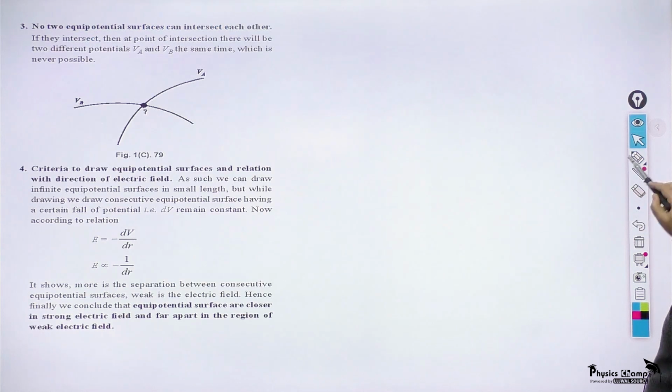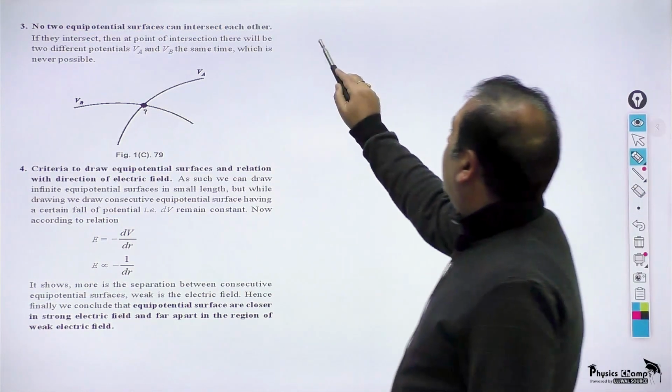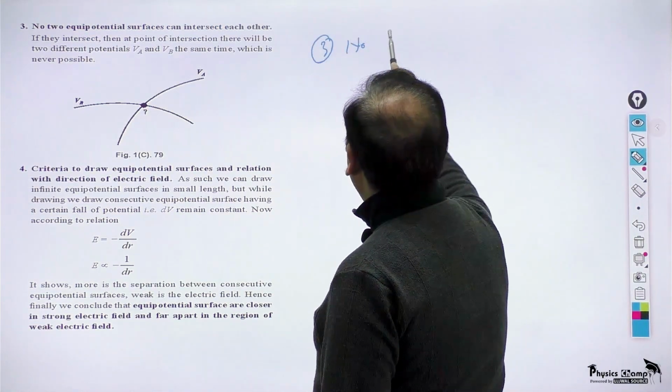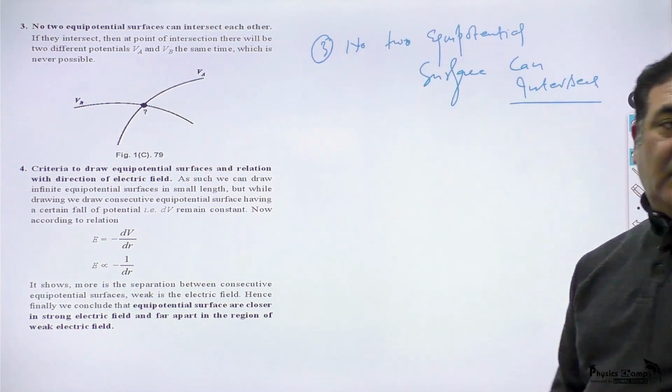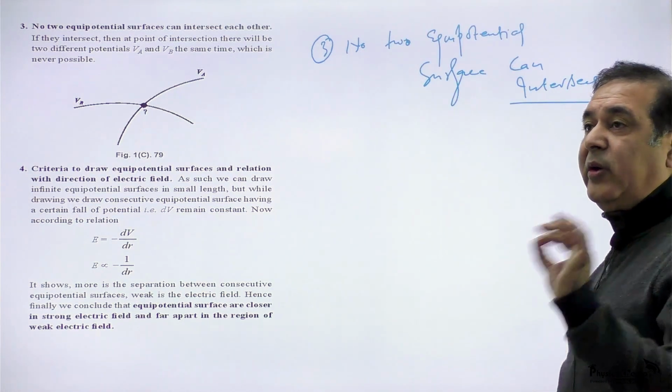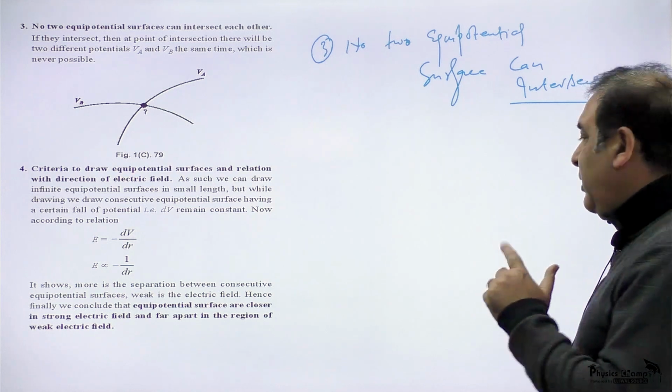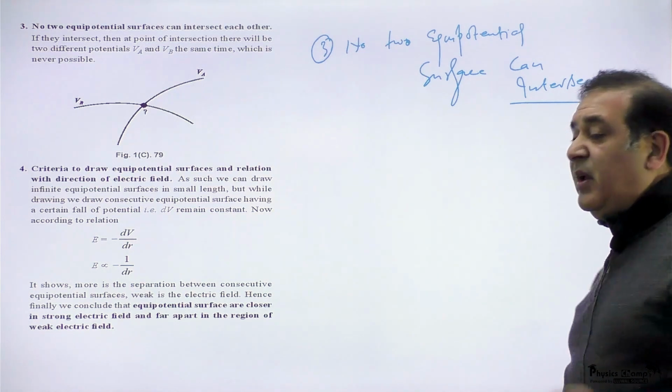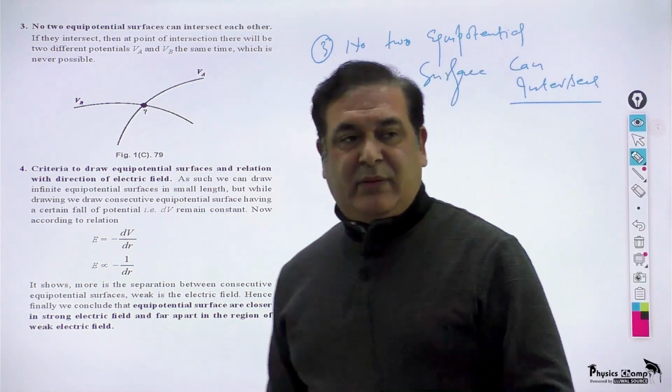Another property, third property: no two equipotential surfaces can intersect. Like electric lines of force, they would not intersect, but they can touch. But here no two equipotential surfaces can neither intersect nor touch.